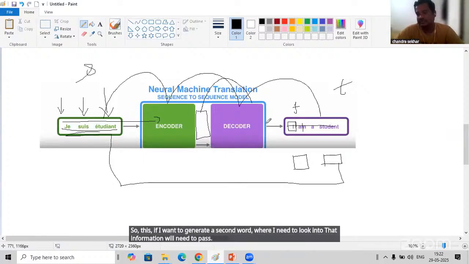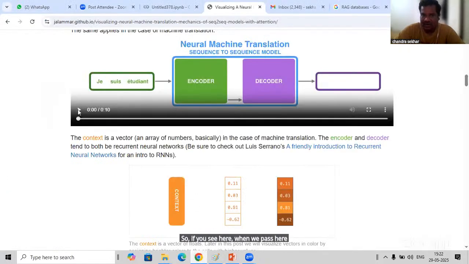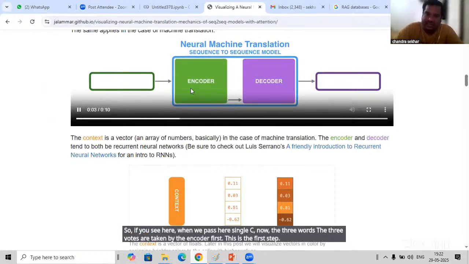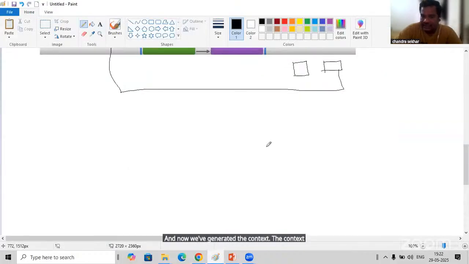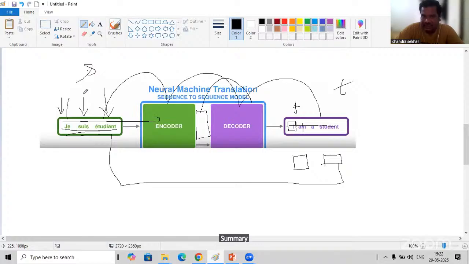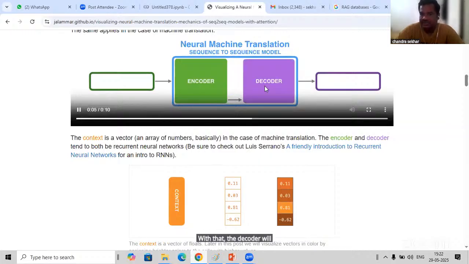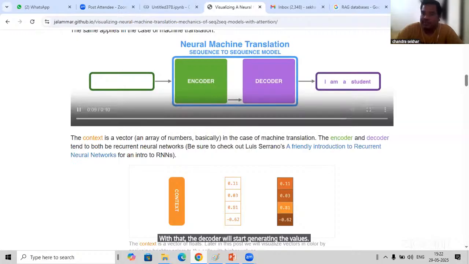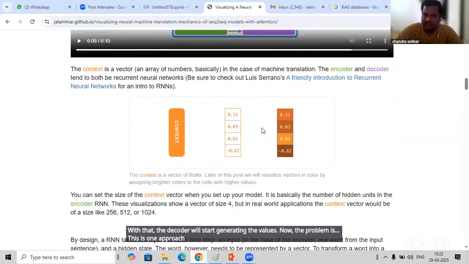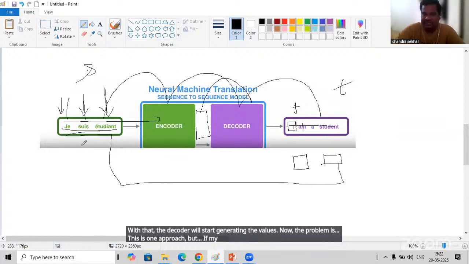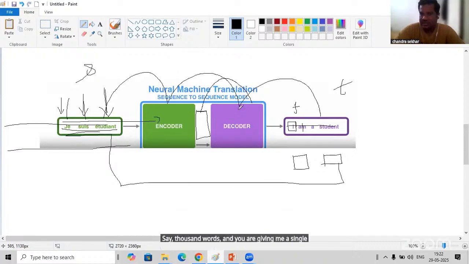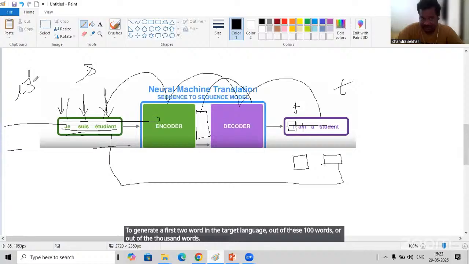That information we need to pass. So when we pass a single C, the three words are taken by the encoder first. This is the first step, and now it generates the context. The context is a summary of these words. So I'm passing the summary, and with that, the decoder will start generating the values. Now the problem is, this is one approach, but if my language contains, say, 100 words, or 1,000 words, and you give me a single context vector to generate the first word in the target language, out of these 100 or 1,000 words, where do I need to focus?